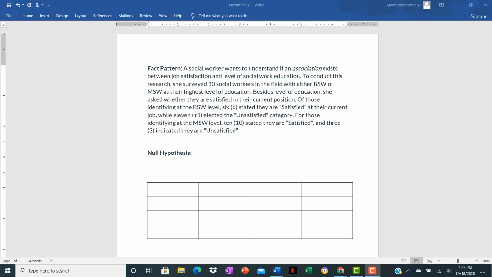Of those identifying at the BSW level, 6 stated they are satisfied at their current job, while 11 elected the unsatisfied category. For those identifying the MSW level, 10 stated they are satisfied, and 3 indicated they are unsatisfied.